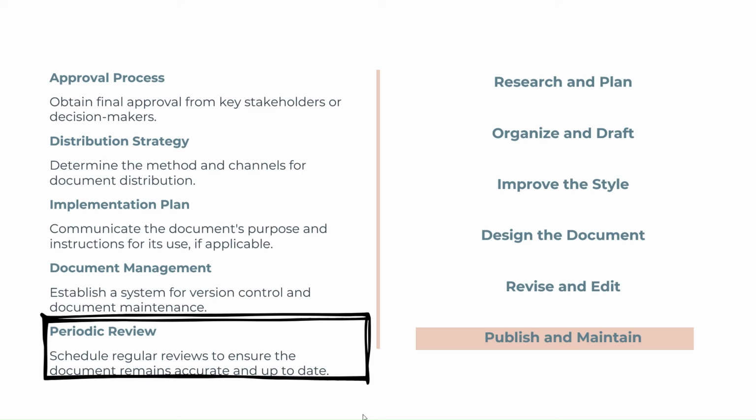Periodic review is nothing but a way. Schedule regular reviews to ensure the document remains accurate and up to date. It's nothing but to make the document relevant and reliable. This is part of TDLC. Many writers assume that any new features or any new updates in software needs to come through a request to them and then they go and update.